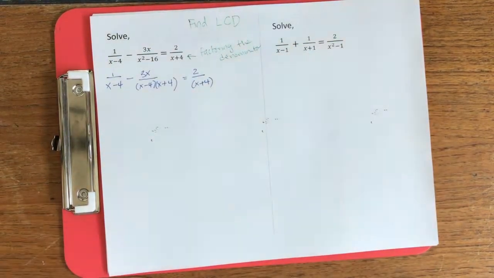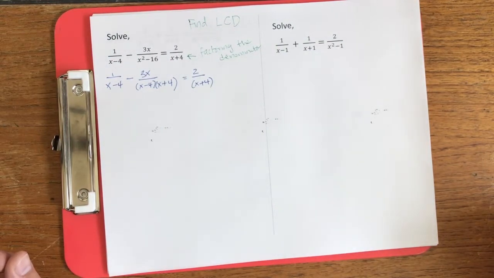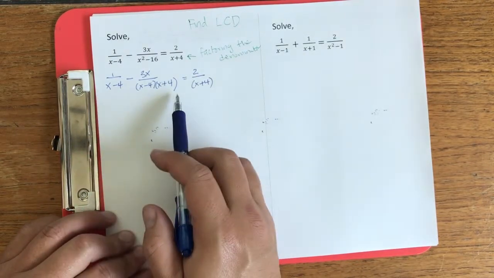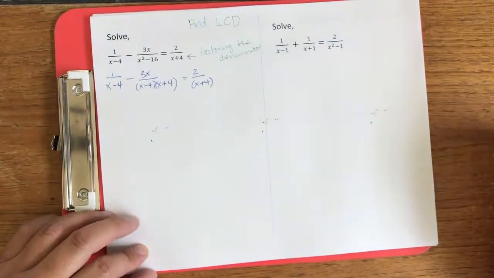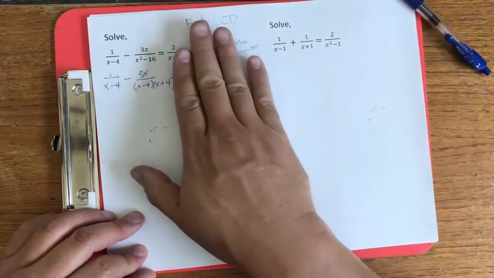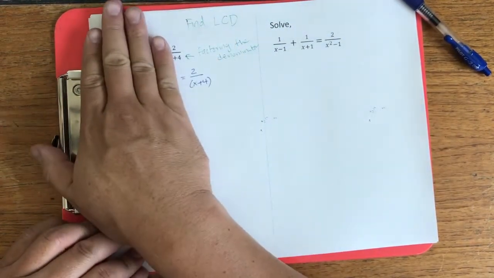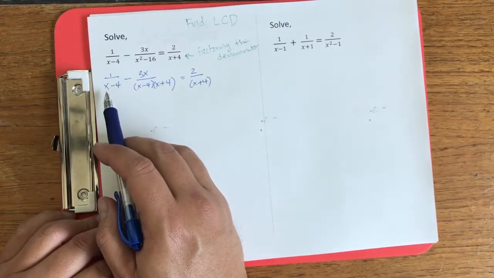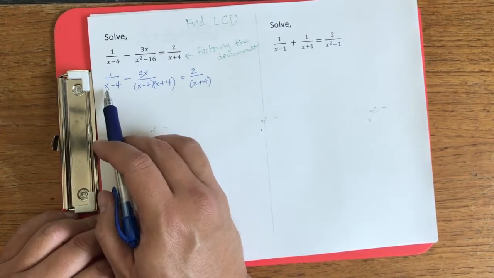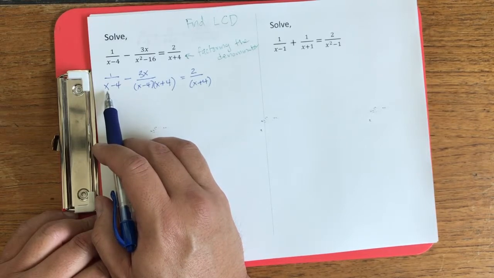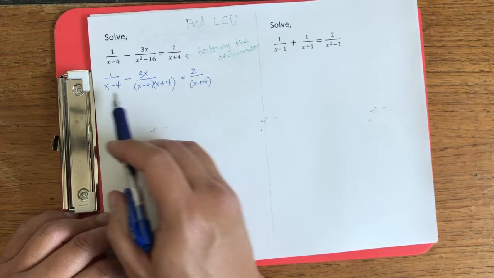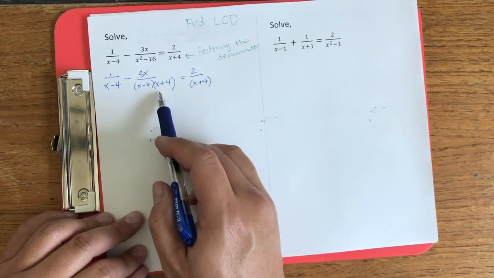Okay. Now, when we get to this point, we want to find our restrictions. If we look at both of these expressions and we say, what is the domain on this side and what is the domain on this side? The domain is all numbers that do not make the denominator 0. So the numbers that make the denominator 0 in this case are 4 and negative 4.